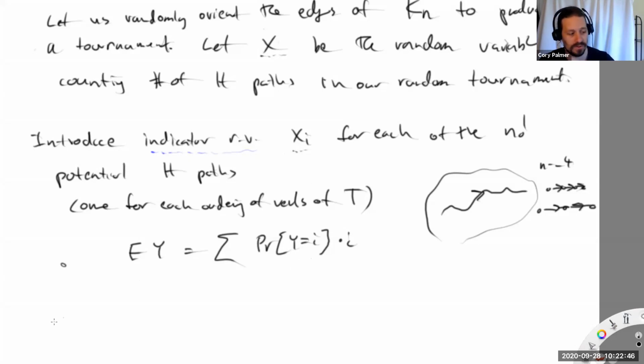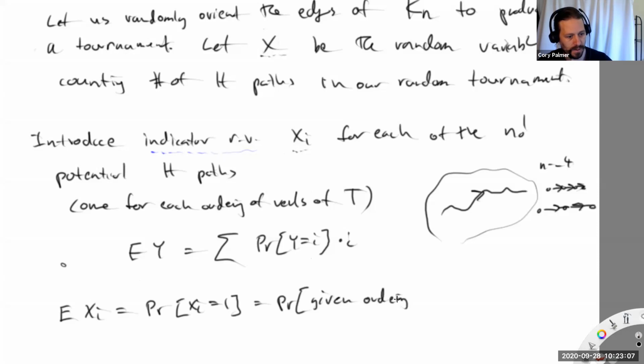That's why we like to introduce these guys, because then, let me just put, the expectation of xi equals the probability that xi equals 1, which is just the probability that that specific ordering of vertices has a Hamiltonian path on it. Okay, so given an ordering, what is the probability that it has a Hamiltonian path? And we can actually compute that real quick.